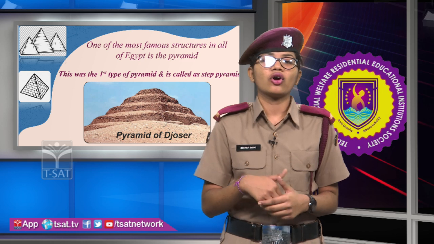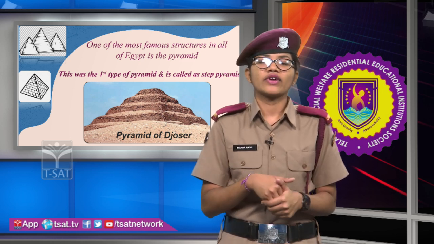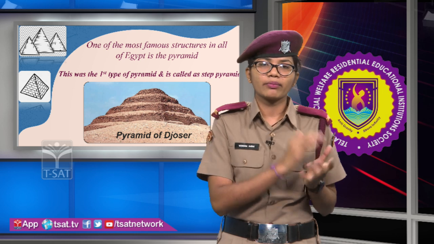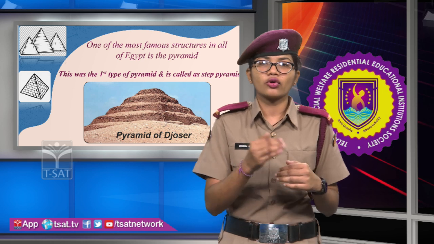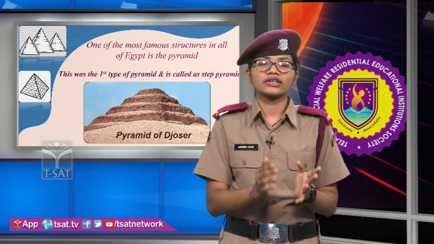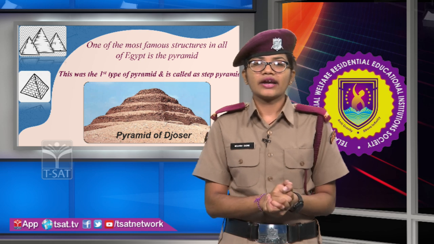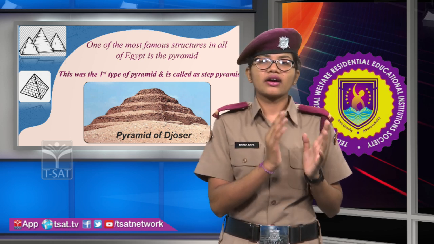Now I want to explain in detail about Greek architecture. Greek architects were very much influenced by geometrical shapes like pyramids, rectangles, triangles, circles, etc. Let's see the first type of pyramid, which is also known as the step pyramid. The most famous structure all over Egypt is the pyramid. So here we are seeing the first type of pyramid, the step pyramid, which was constructed by the architect Djoser using the principle of the Pythagoras theorem.